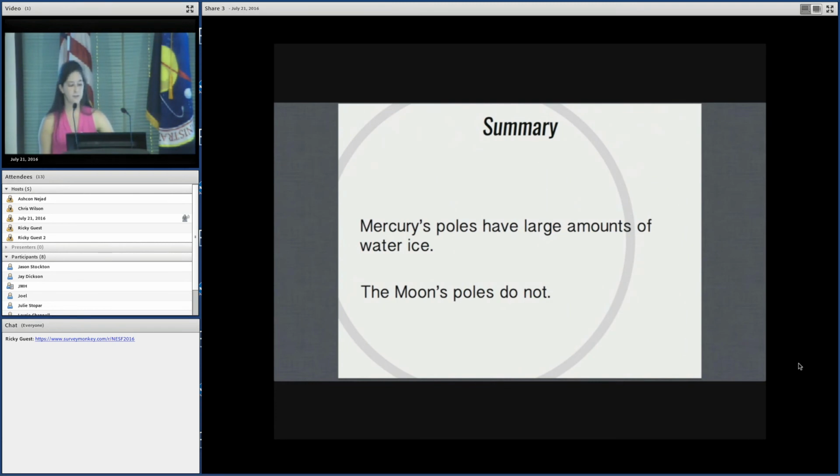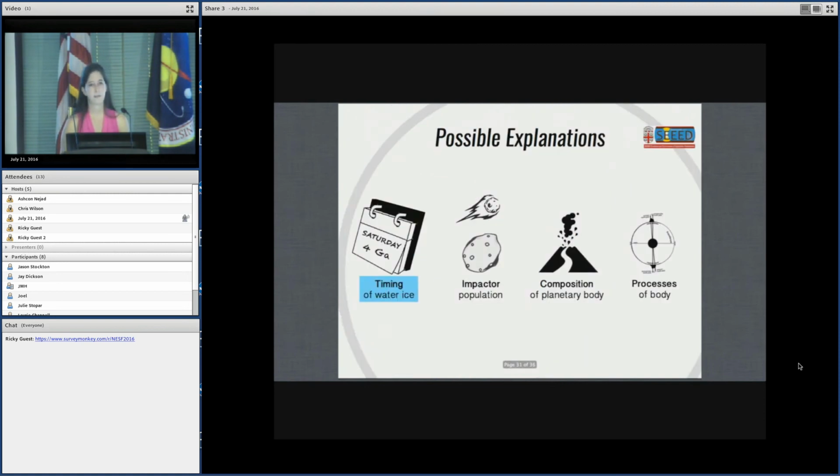So in summary, Mercury's poles have a large amount of water ice, more water ice than we see on the moon, and also they're of a higher purity than we see. And so we're really interested in trying to explain why this could be. And we discussed a number of reasons at the Microsymposium.